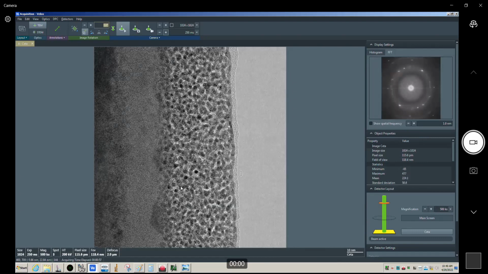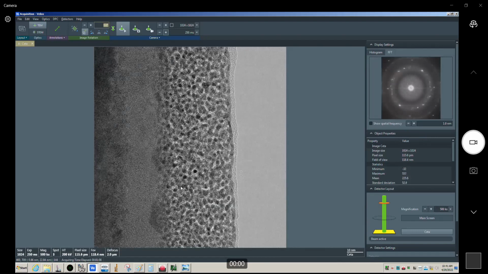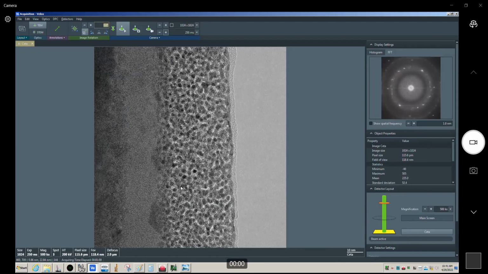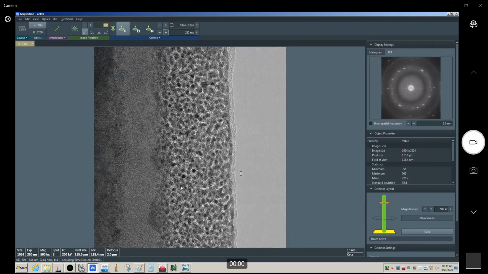Let me go back here to the image rotation. Did I not actually put it on here? Oh, there it is. Okay. Oh, I have it listed twice. All right, well, let me delete it then the second time.